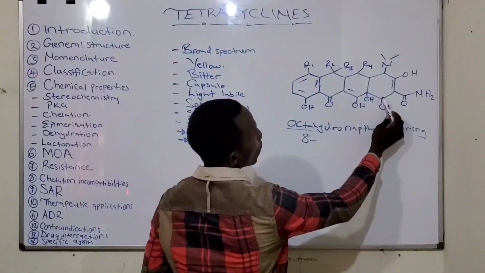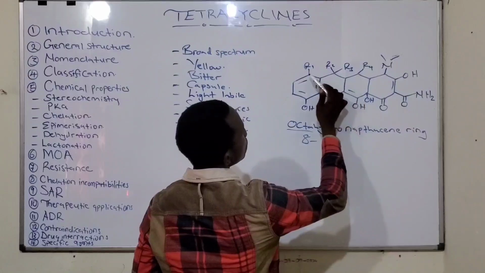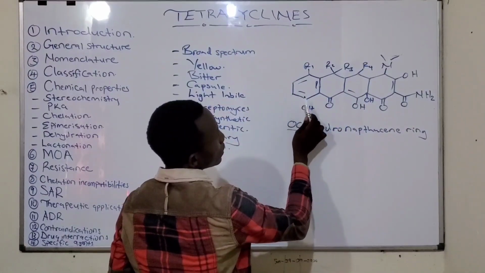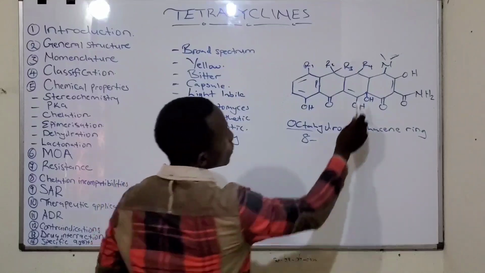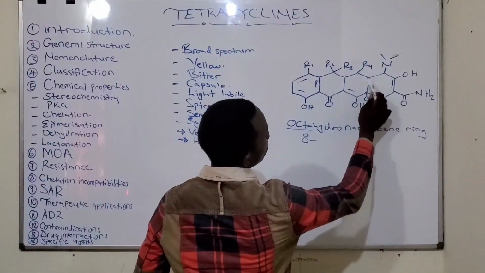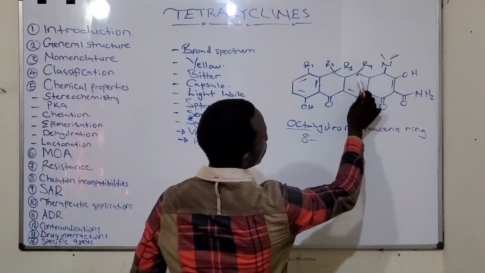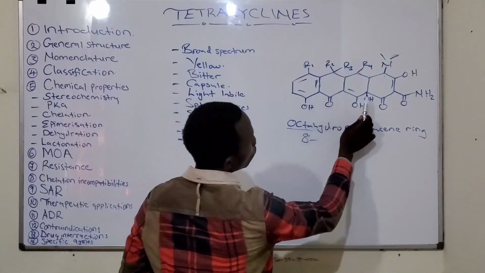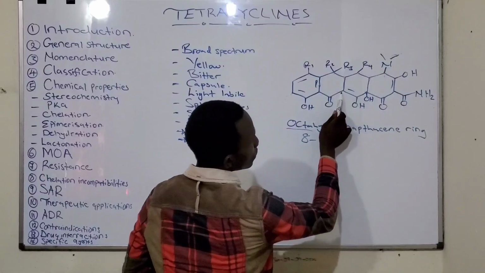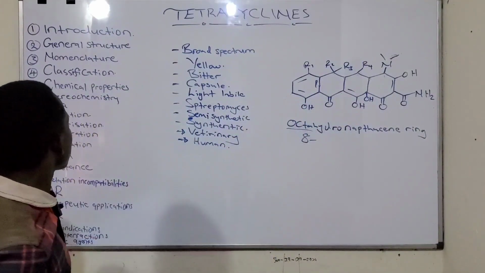So this is position 1, 2, 3, 4. This is 5, 6, 7, 8, 9, 10, 11, 12. Those are the 12 positions. Then these other positions are numbered: if this one is 4, this one will be 4A. This one is 5, this one is 5A. 6, 6A, like that. This one will be 12A. This one is 11A. So this is the general structure for tetracyclines.